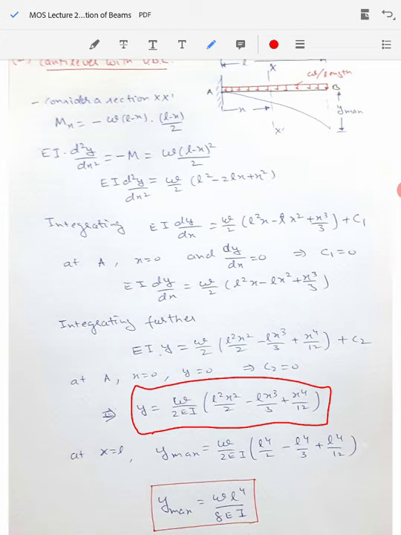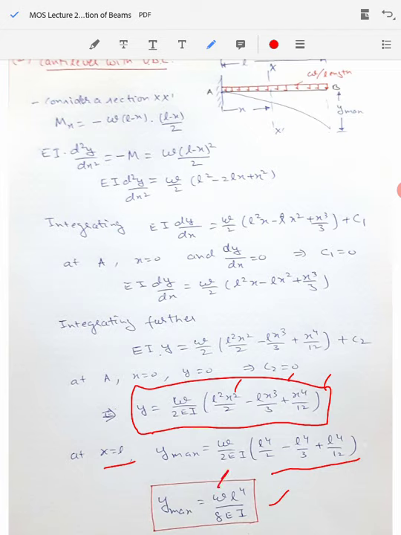By this equation we can calculate the deflection of the beam at any point from x equal to 0 to L by substituting the particular value of x. Now we want to calculate the maximum deflection of the beam, which will incidentally occur at the free end. At the free end we know that x is equal to L. So we substitute x equal to L in these expressions. You will get L4 by 2 minus L4 by 3 plus L4 by 12, which you can calculate and find that y max will turn out to be W L4 divided by 8 EI.